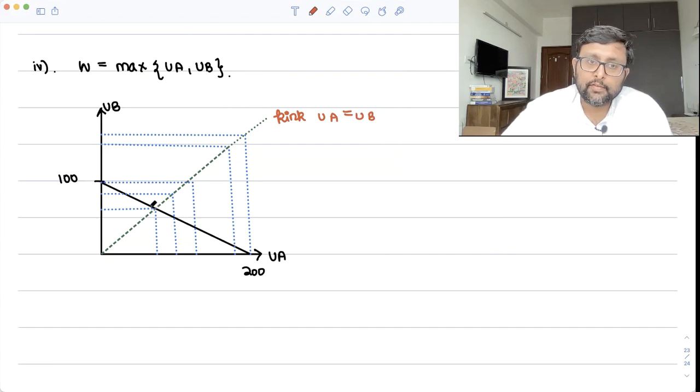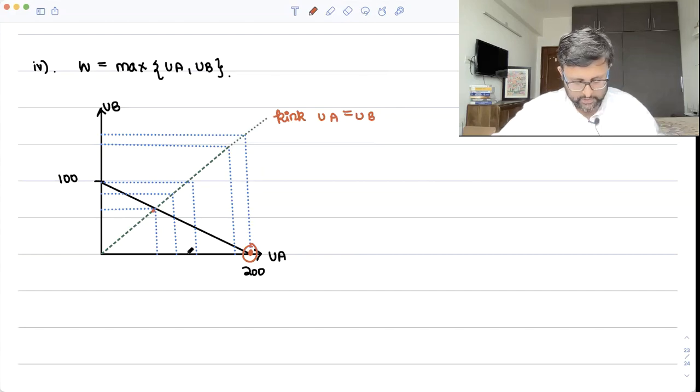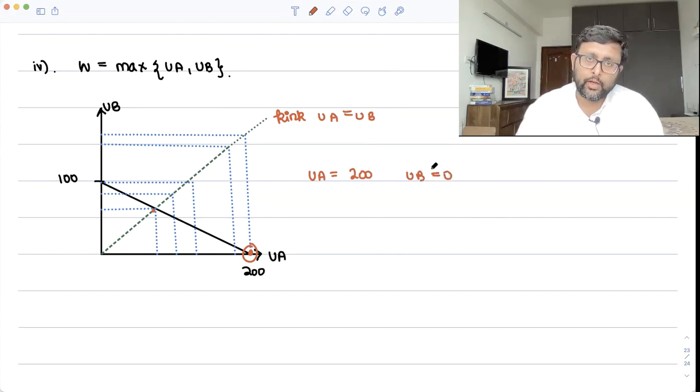Now you're just asking that given this UPF, at what point am I going to maximize the social welfare. So do you maximize it here? No, even with the same utility possibility frontier, you can go to a higher social welfare. Is this the one? No, this one is the one. Here also you're giving everything to A. UA is equal to 200 and UB is equal to 0. So this is the graphical way of going about this.